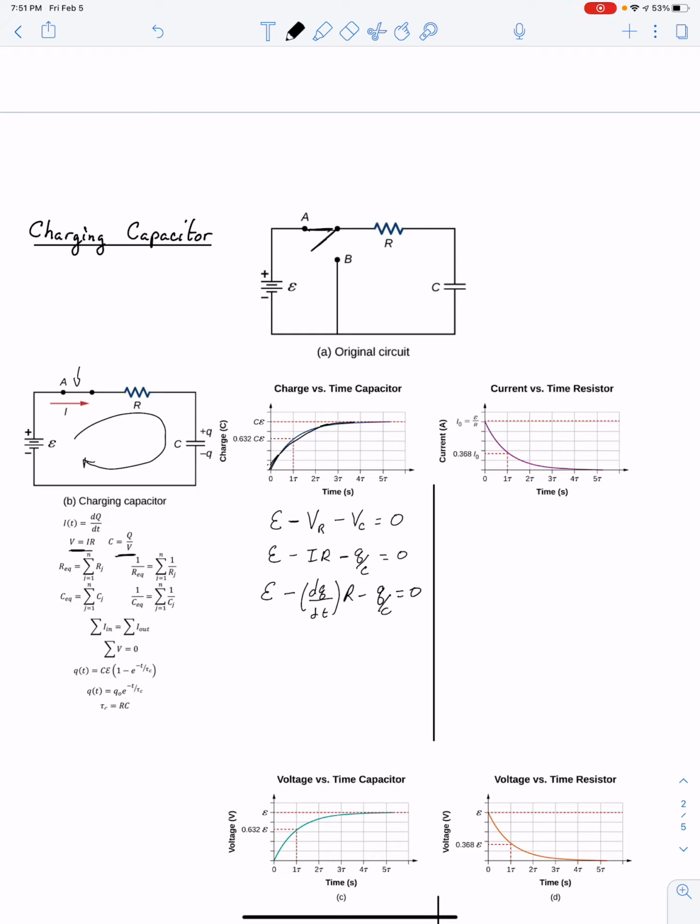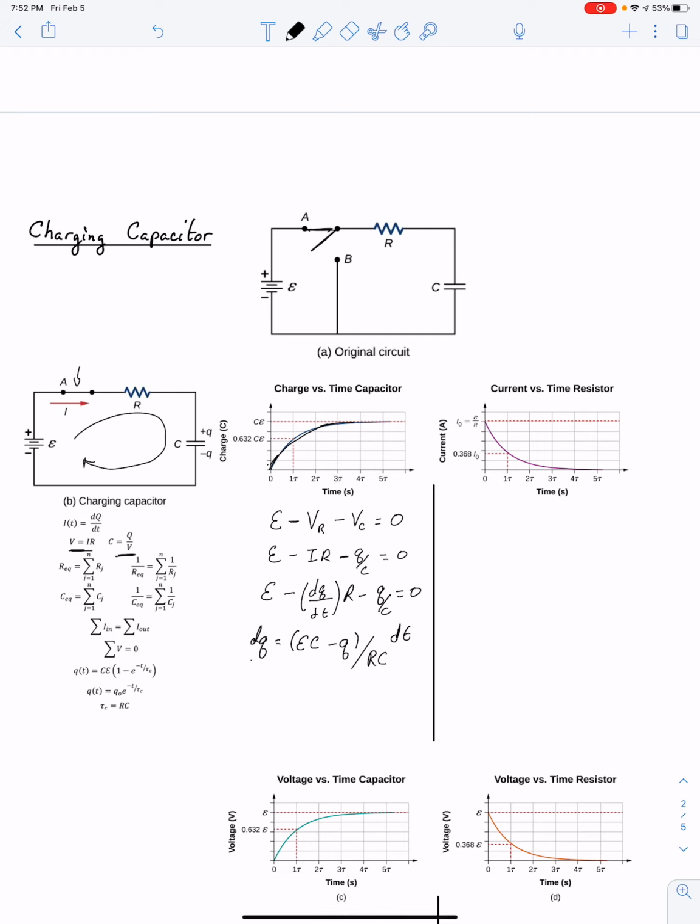If we rearrange this, we are left with dq, the derivative of charge, equals EMF times the capacitance minus the charge, over RC, resistance times capacitance, with respect to the derivative of time.